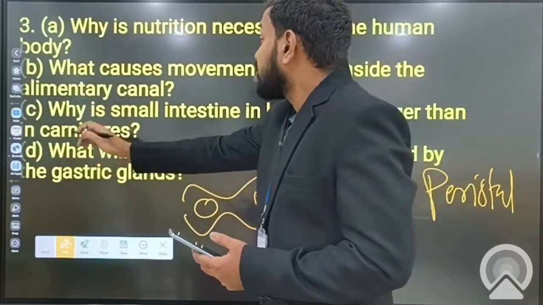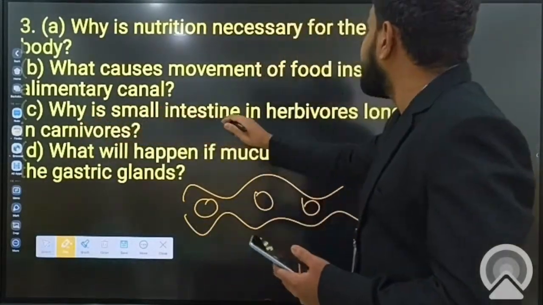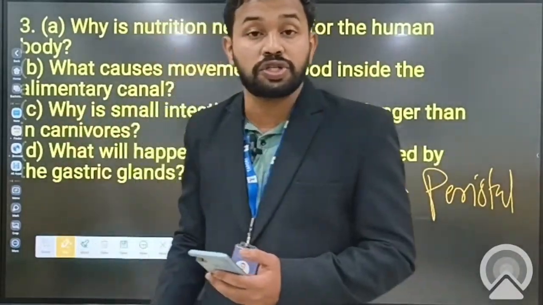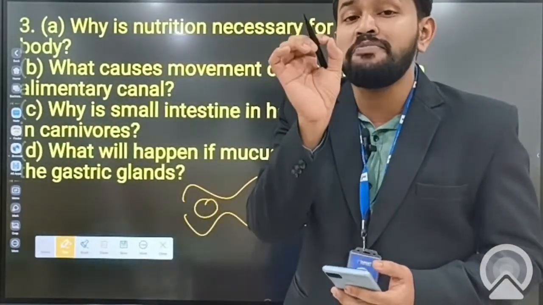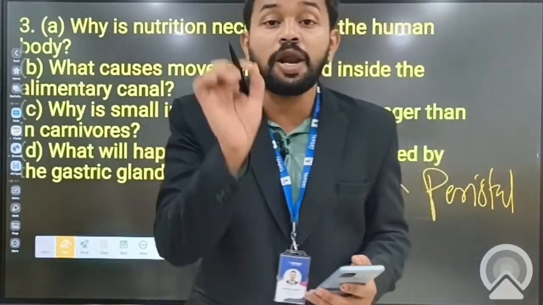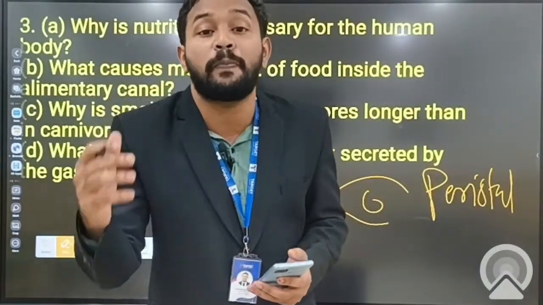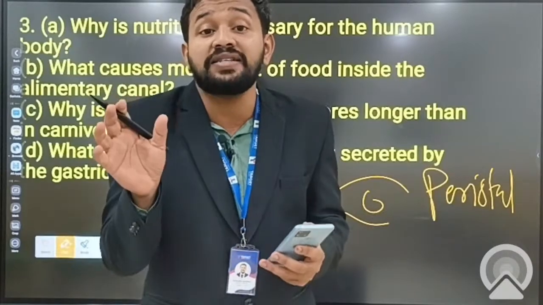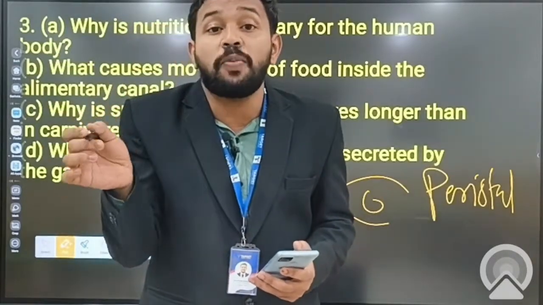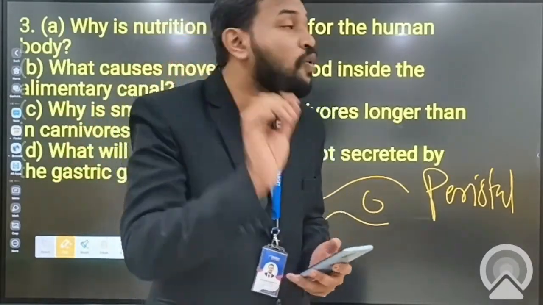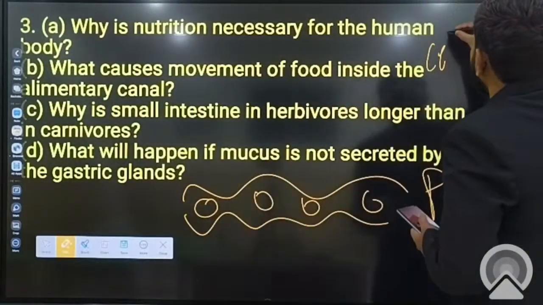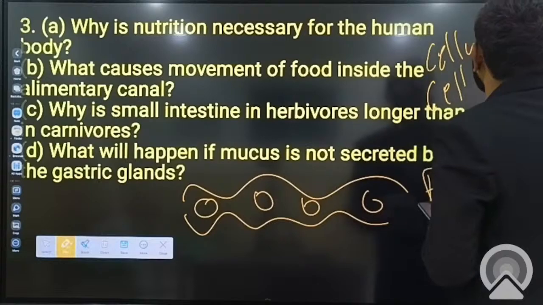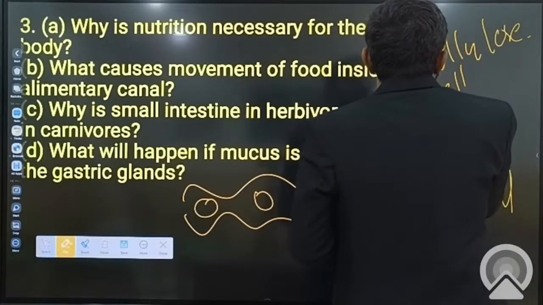Then the third question, why is the small intestine in herbivores longer than in carnivores? What do you mean by herbivores? Herbivores eat plants. When you study the plant cell, it is covered by a cell wall. The cell wall is made up of cellulose and hemicellulose.